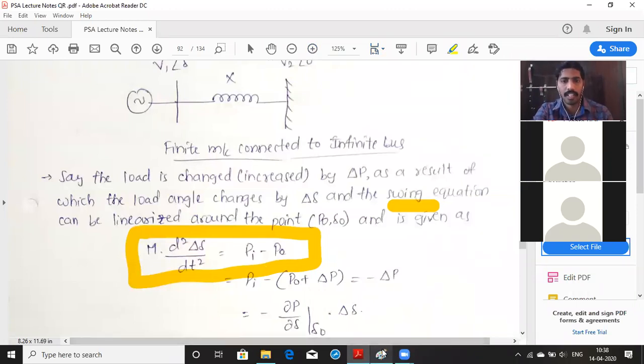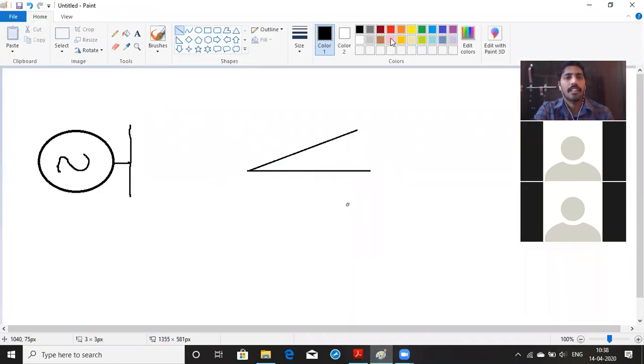So I will take one example. You can see here, this is a synchronous generator connected to one bus. Whatever power the generator is receiving, we are going to call that the shaft power, mechanical power or input power. Whatever the generator is delivering, we are going to call that the electrical power.